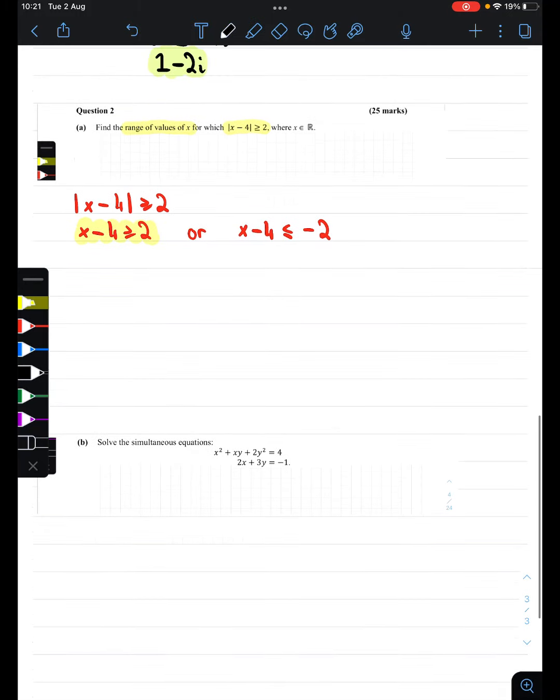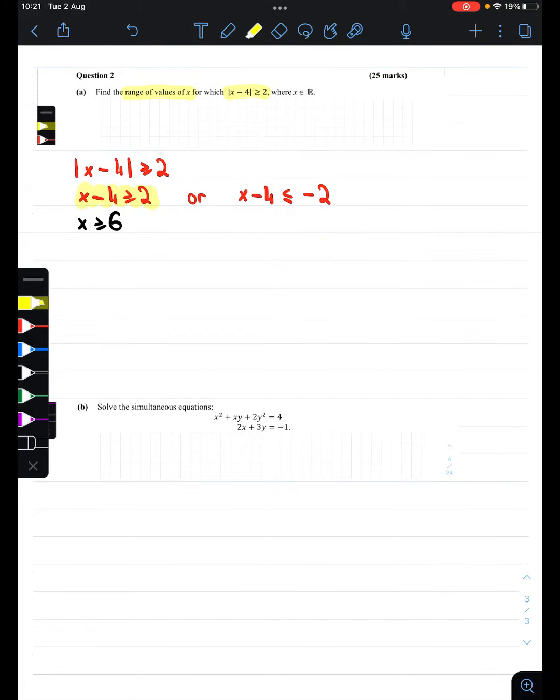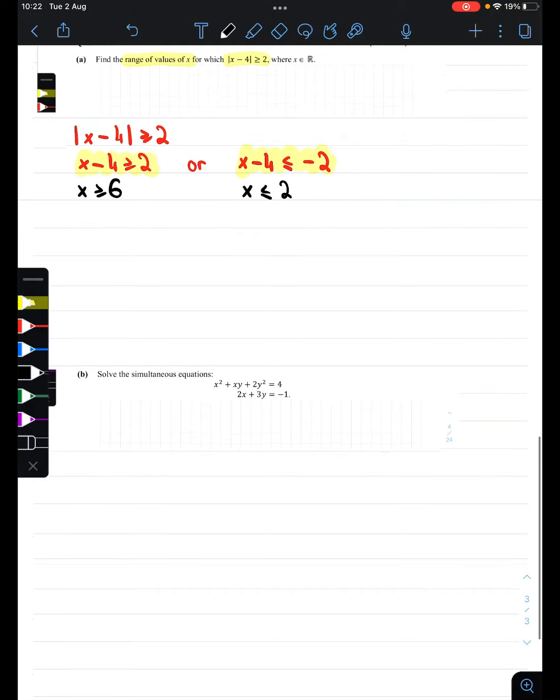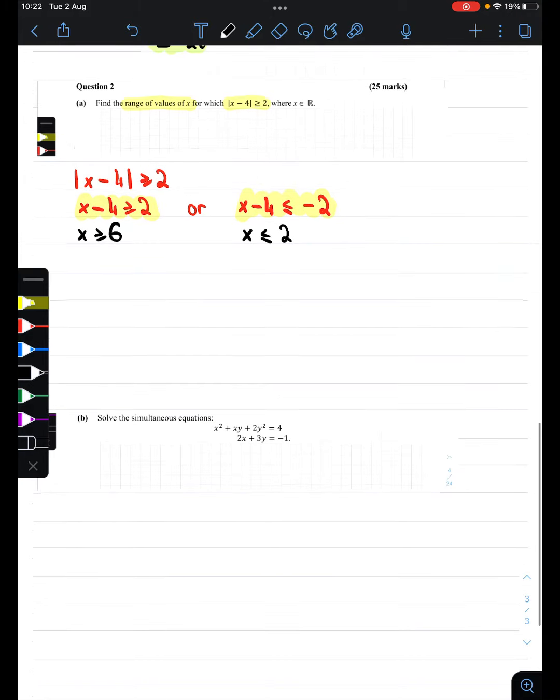Now, when is x minus 4 greater than 2? Well, if we bring the 4 over, then it's when x is greater than 6. And now if we work on this side, when is x minus 4 less than minus 2? If we bring the 4 over, this is true when x is less than 2. So if x is greater than 6 or less than 2, then this is true.